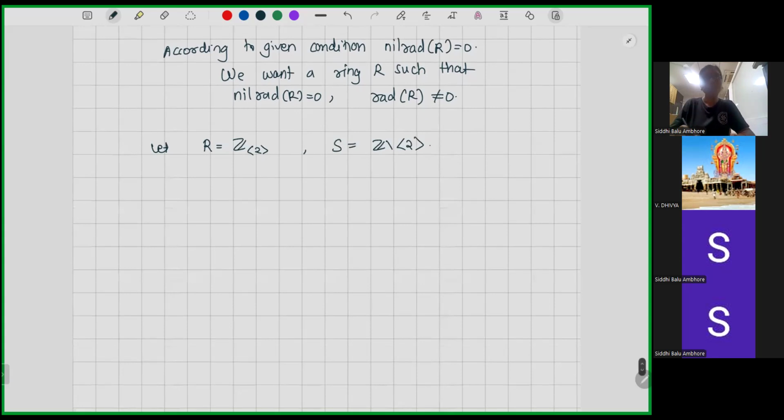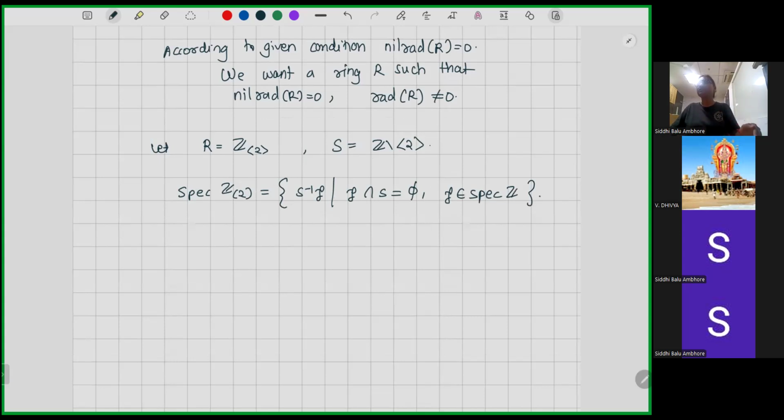And then, we know how the prime ideals in a localization look like, right? The spectrum of Z_(2) is all S inverse P such that P intersection S is empty, and P belongs to spec Z. So it is the collection of all the prime ideals S inverse P, where P does not intersect that multiplicative set. Because suppose I have some P such that P intersection S is non-empty, then since every element of S is inverted, and there exists an element x in both P and S, x into 1 by x will make 1 belong to this P, or let me write here Q.